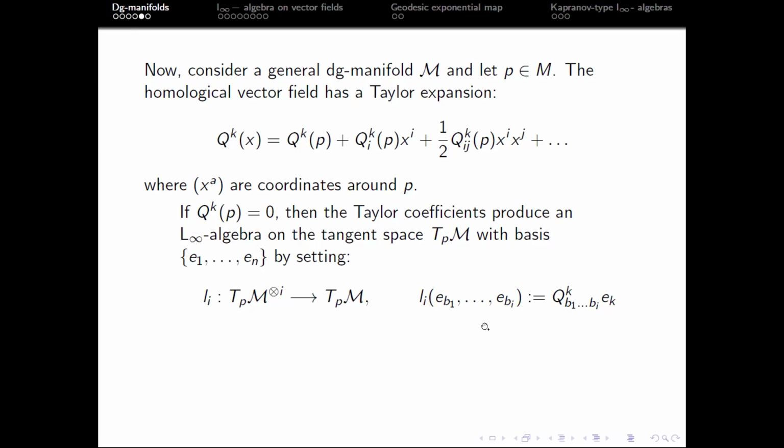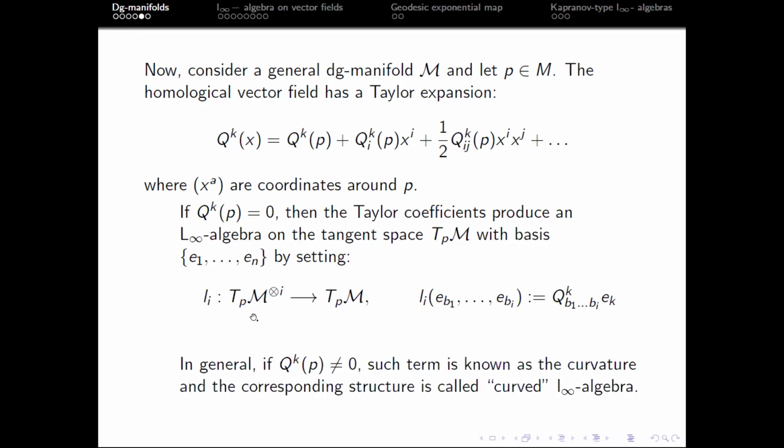So if I do this, then again, the condition that the Jacobi identity holds is equivalent to the nilpotency condition for the Q field. So what I'm doing here is I'm taking a dg-manifold M and I'm reproducing an L-infinity-algebra at the tangent space at a fixed point. Now the question is... Sorry, may I ask something?